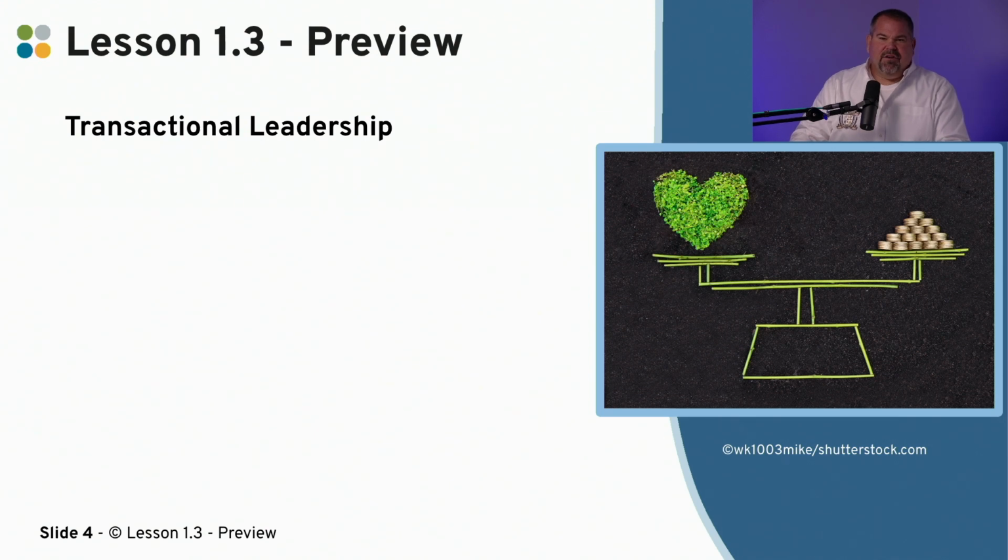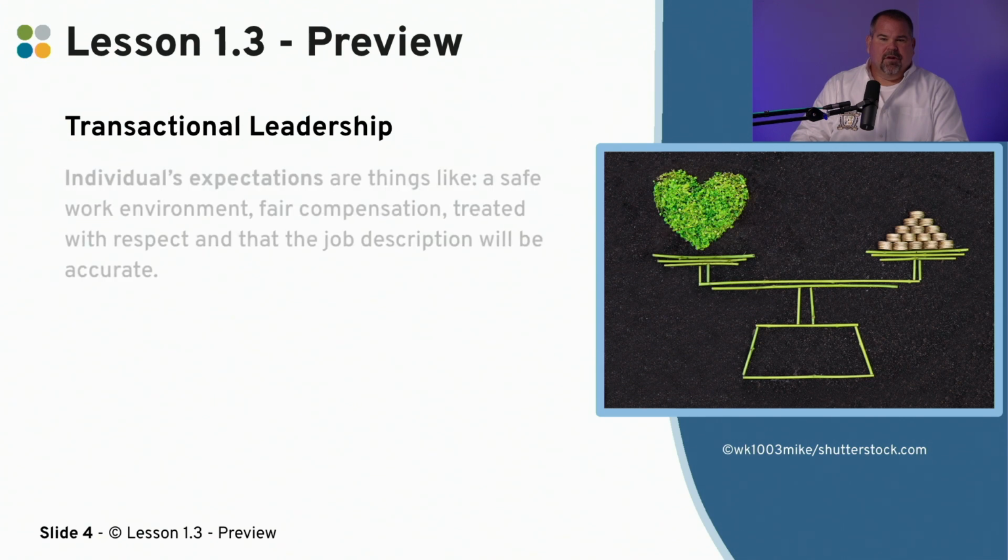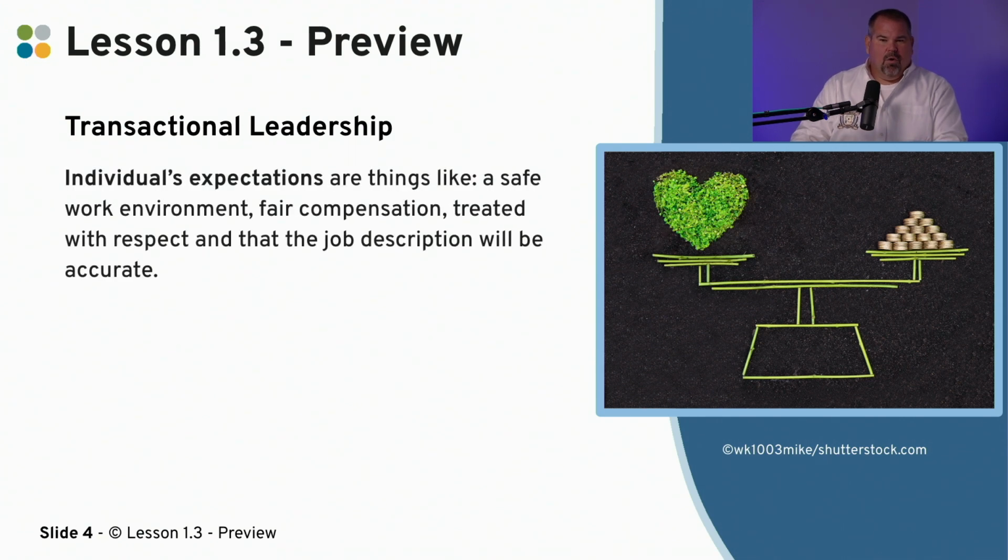Most of us have experienced the psychological contract naturally as an employee when we join an organization. Expectations or assumptions made about the organization by the individual consist of things like the work environment will be safe, fair compensation will exist for the work performed, they'll be treated with respect, and the job description will be accurate.